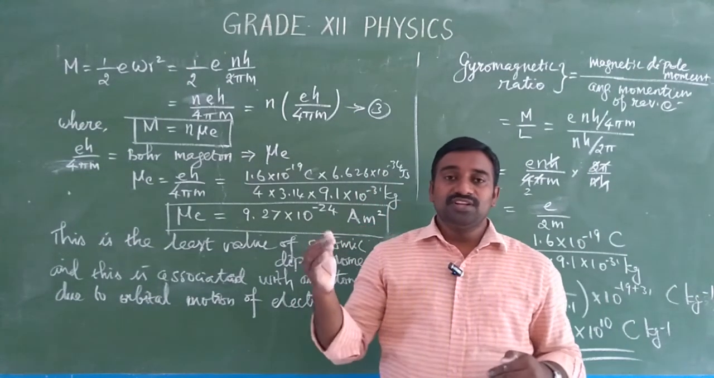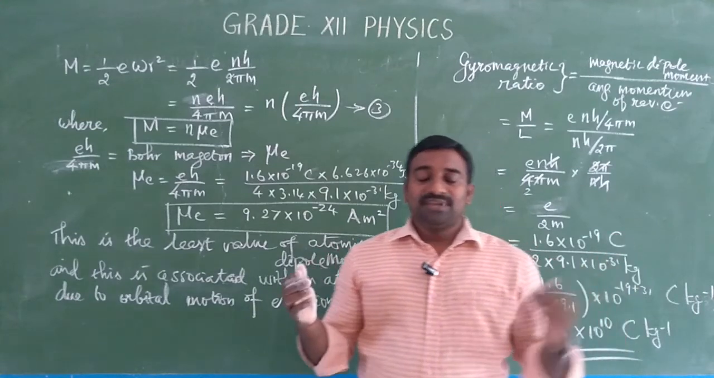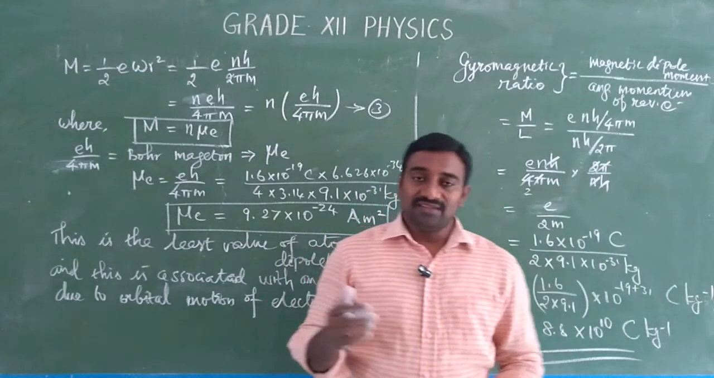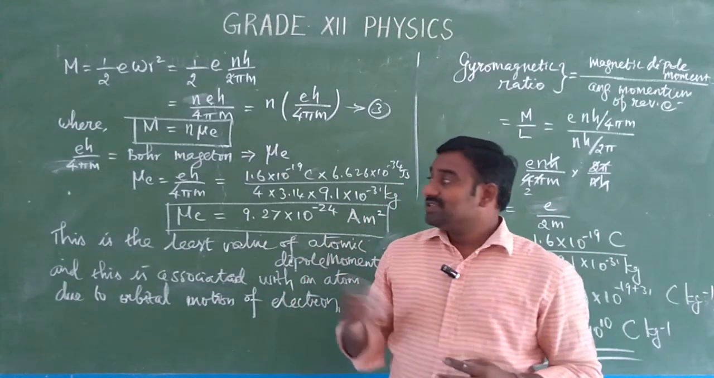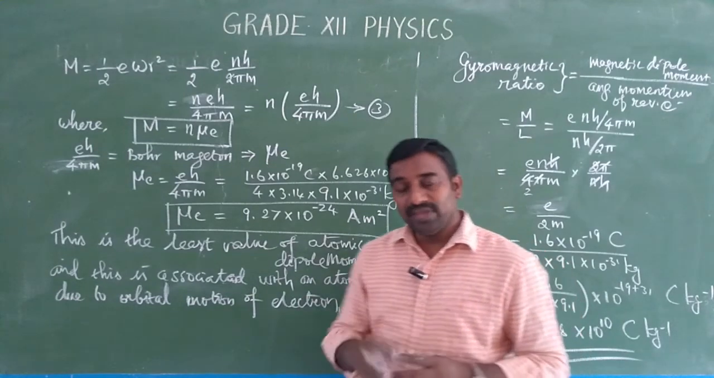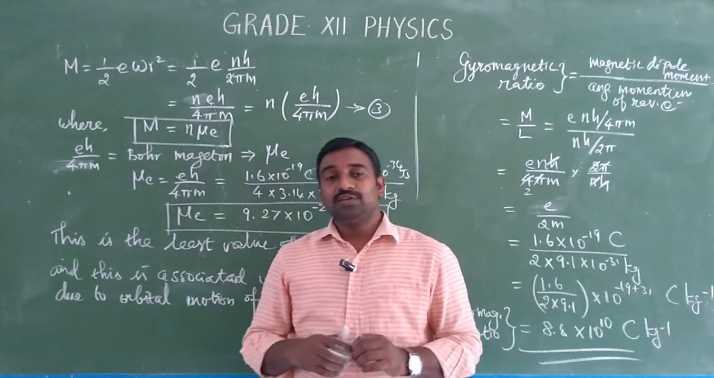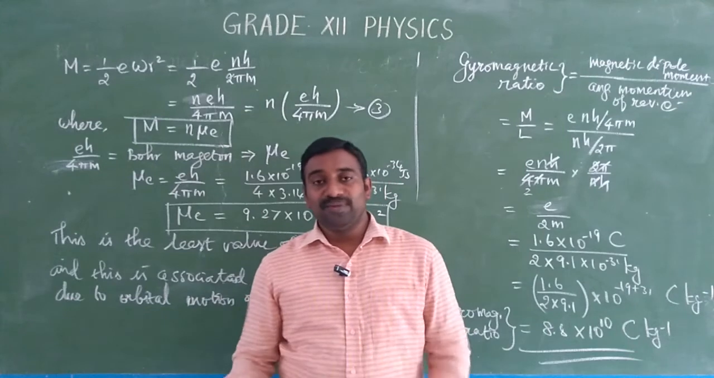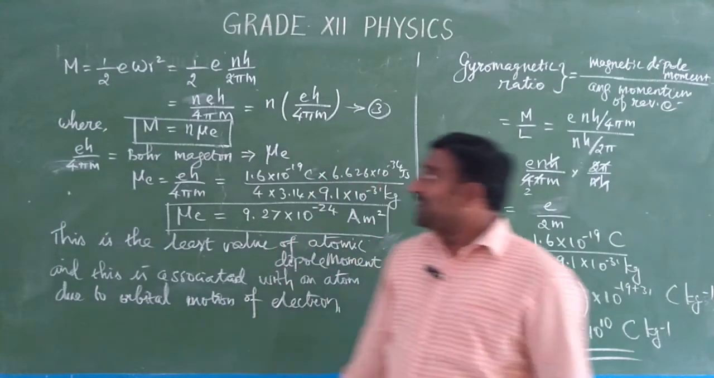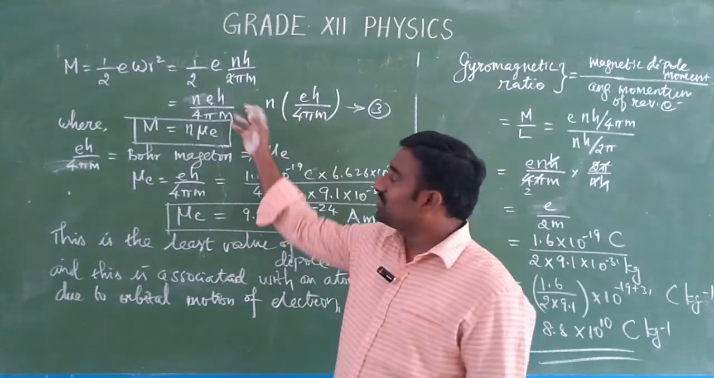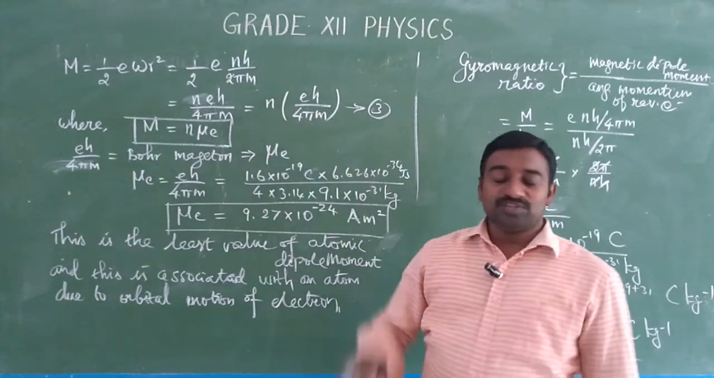So time is equal to, what is the time? Time is equal to angular displacement by angular velocity, so 2 pi by omega. Instead of time you substitute 2 pi by omega, and then you can get the magnetic dipole moment of a revolving electron, using Bohr's postulates.